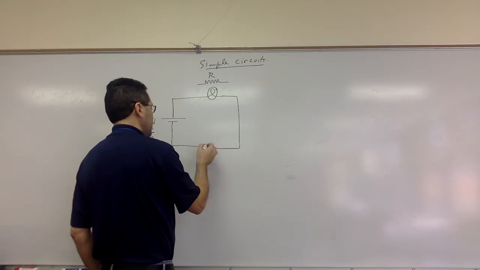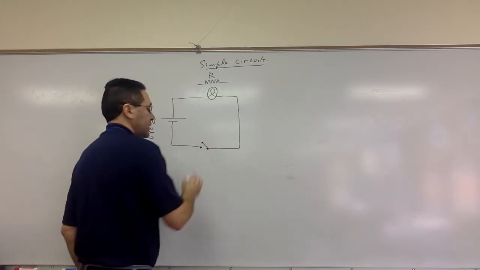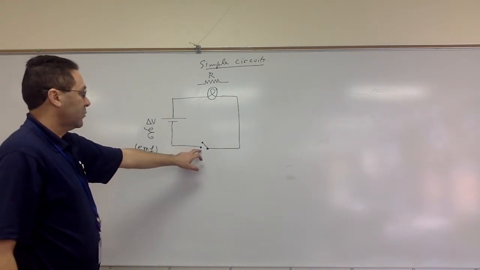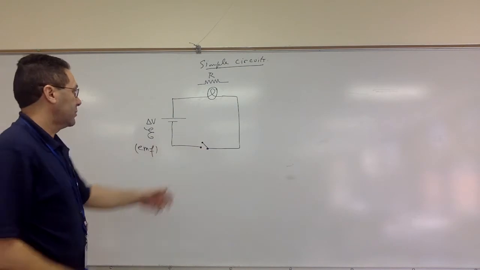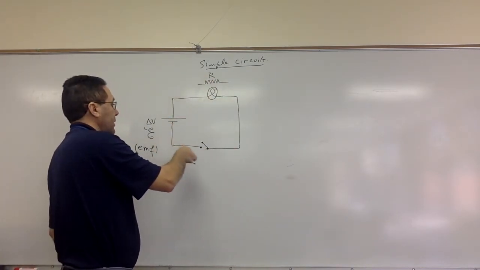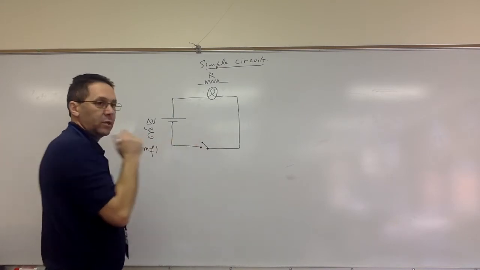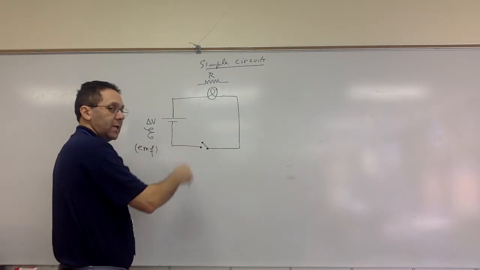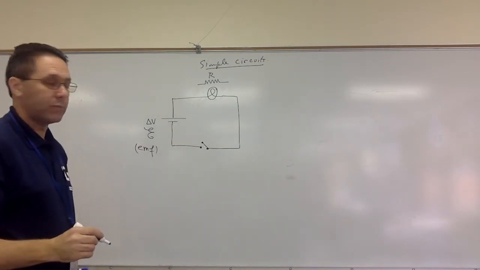Now, sometimes maybe you want to put a switch so you can control the flow. So that's the symbol for a switch, but it's not necessary. The switch, when it's in this position, means that it's open, meaning there is no current flowing. And when it's closed, then you're allowing the current to flow. So a requirement is that the circuit has to be closed for current to flow.